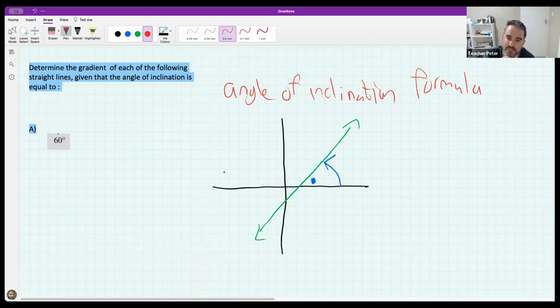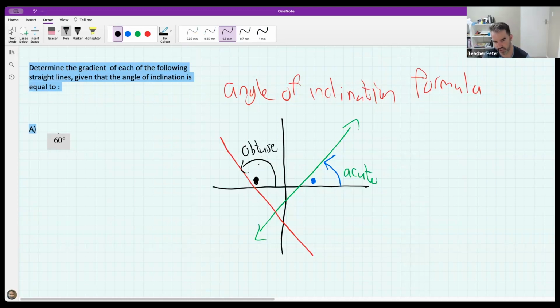But if you have a straight line with a negative gradient like that, well, then your angle of inclination is going to be this big angle over here. Now, what you'll notice is that when you have a positive gradient, you seem to get an acute angle, or an angle smaller than 90, whereas when you have a negative gradient, you should be ending up with an obtuse angle. So this is what we call the angle of inclination.